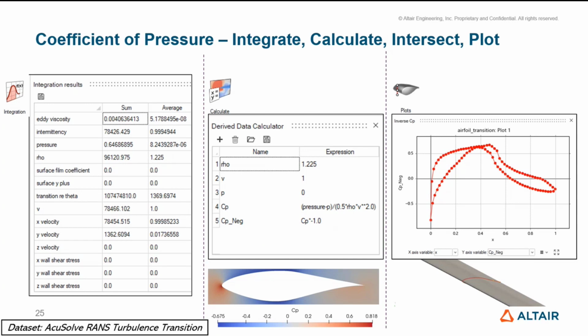In order to do that, I can integrate my far field to compute pressure and then the free stream velocity. I can enter those values into the derived calculator and then create this expression for CP, just P over dynamic pressure. And then I can also inverse that CP because oftentimes engineers, especially when we're looking at foils, we want to plot negative pressure. So you can see how we did that in the intersection curve tool here, where we cut that surface with a plane and then plot CP on the surface of that foil.